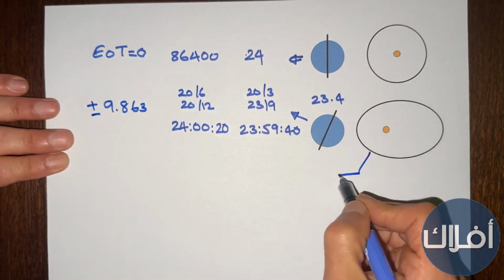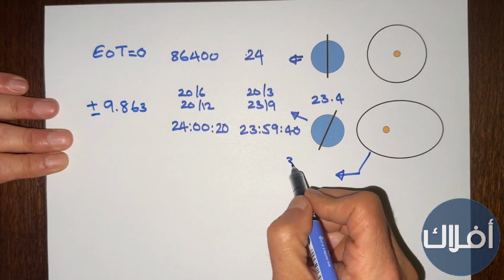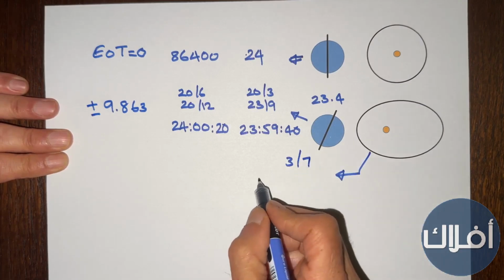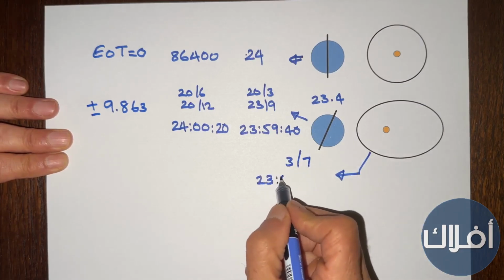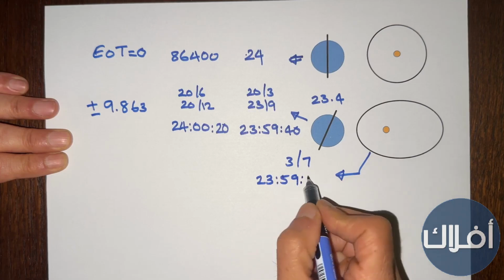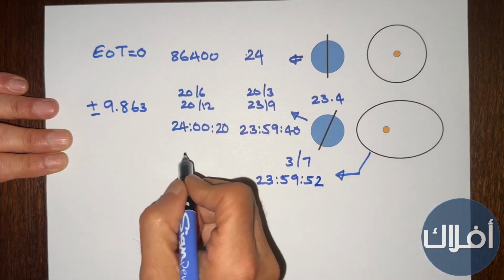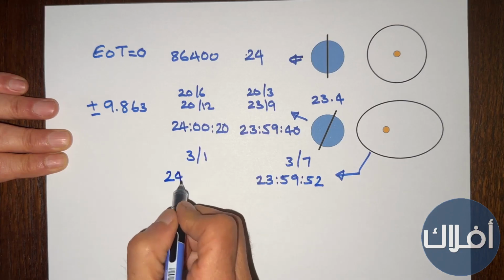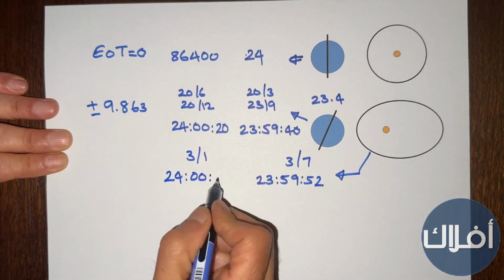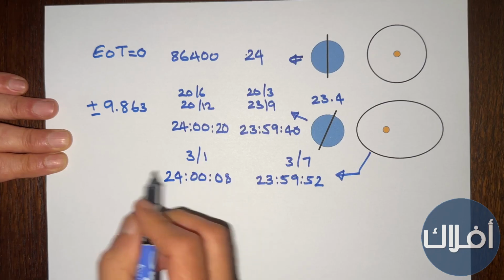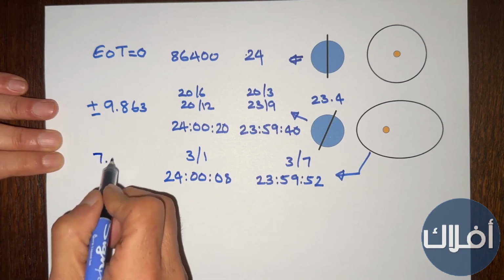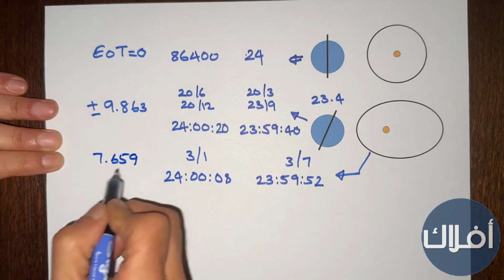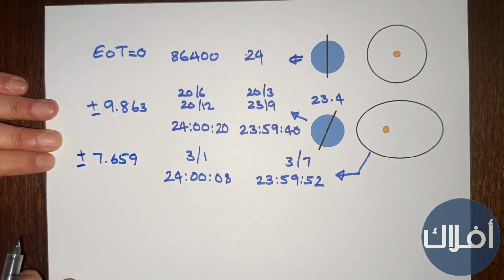The elliptical orbit also affects the day length. On 3rd of July, when the Earth is closest to the Sun, day length will be 23 hours, 59 minutes, and 52 seconds. On 3rd of January, the Earth will be at the farthest distance from the Sun, and day length will be 24 hours and 8 seconds. These differences will accumulate, and the maximum effect is 7.659 plus or minus.